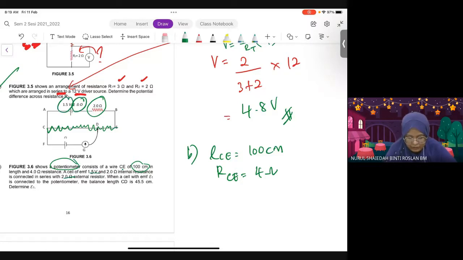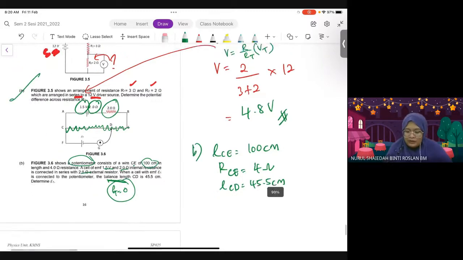Yang ni 2. Okay, lepas tu dia kata bila EMF is connected to potentiometer, the balance, when we talking about balance, G equals to 0 lah. So dia telah mencapai galvanometer is 0. Bila nampak perkataan balance, meaning G equals to 0 lah. So LCD adalah equal to 45.5 cm.